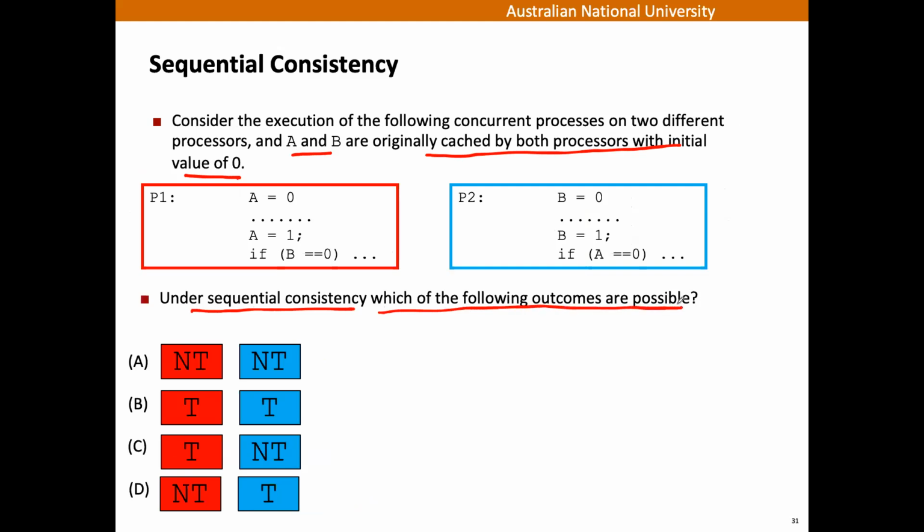Sequential consistency means, in a nutshell, you respect the ordering of instructions within each process. Across the two processes, the interleaving is arbitrary. You must not violate the ordering of instructions within each process: A equals 1 must happen before A equals 0. This if statement must happen before A equals 1, but across the two threads, you can have an arbitrary interleaving.